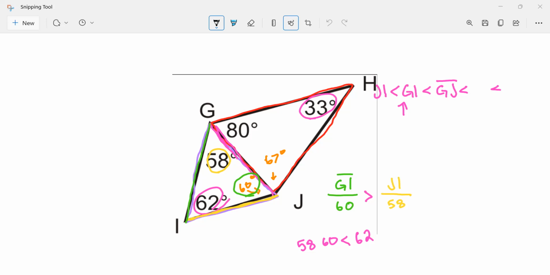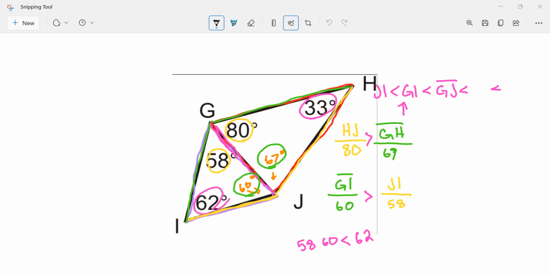So first we figure out which angles correspond to which sides. So we know that this 80 is going to correspond to the opposite side, which is HJ. We can write that here. So HJ over 80. We also know that this 67 is also going to correspond to the opposite side. So that GH is going to correspond to that 67. And we know that 80 is greater than 67.